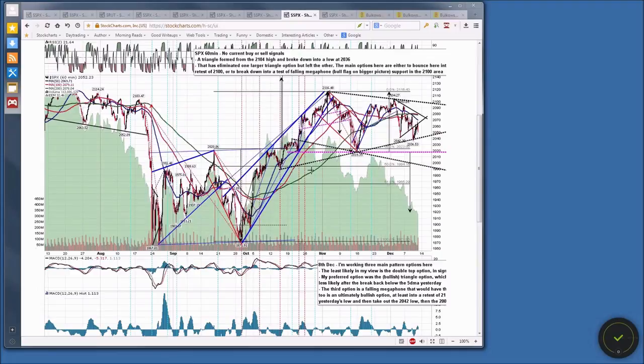Let's have a look on the 60-minute chart at the last few weeks. This is from the August low. Now here, we've got a number of trending patterns. We've got the pattern down, and this is basically a crash. So there is no pattern.